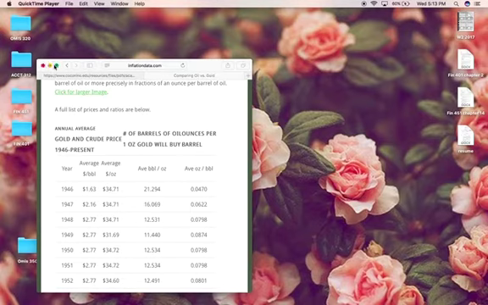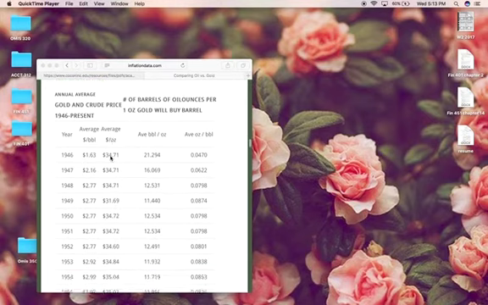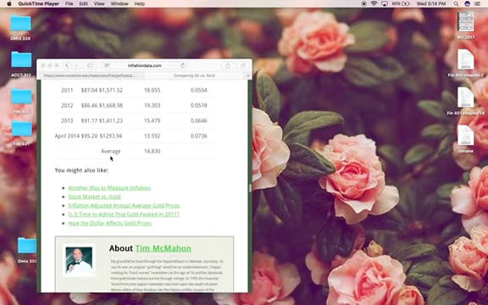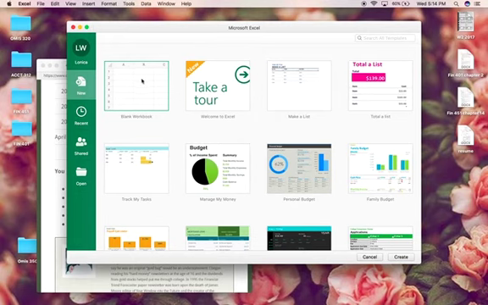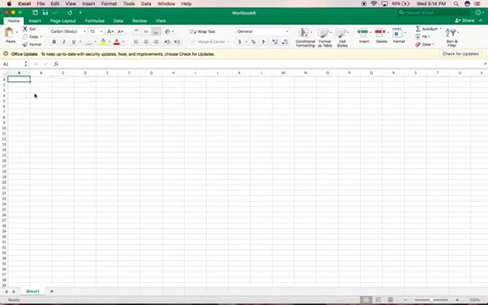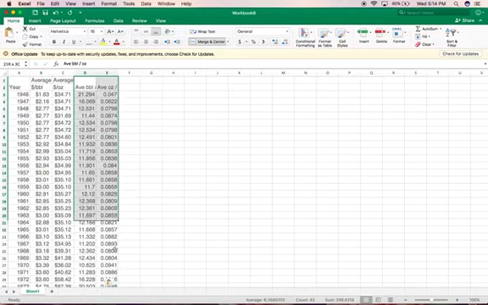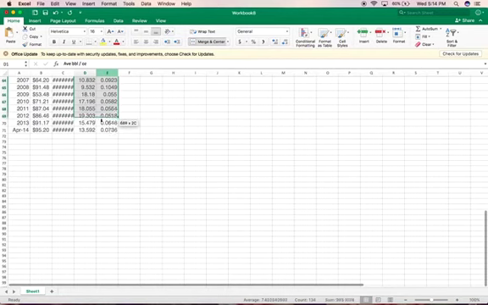So I got my data from this website. It lists the price of a barrel of oil versus the price of an ounce of gold from 1946 all the way to April of 2014. I'm going to take that data and put it into Excel. I'm going to delete these two columns. They are ratios that are irrelevant to what I'm trying to do.